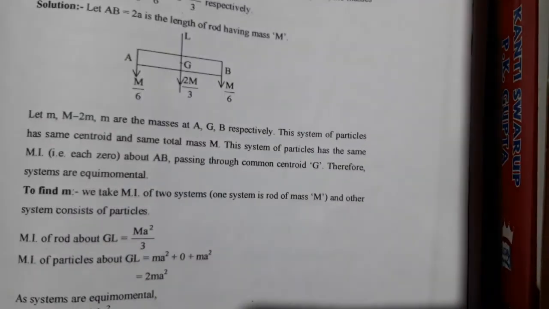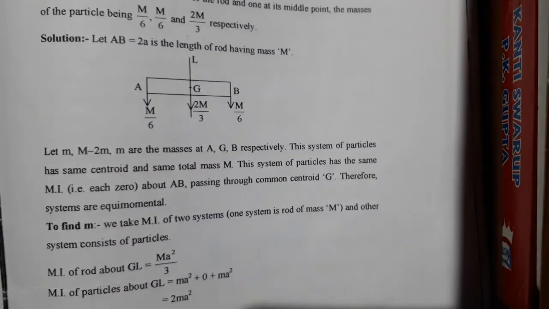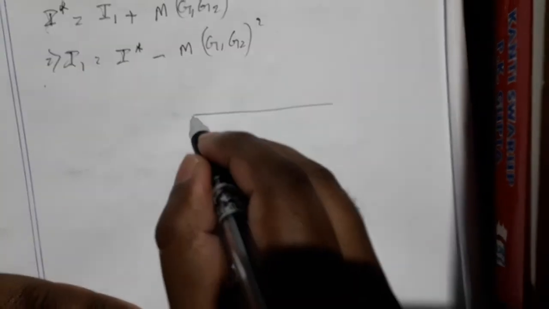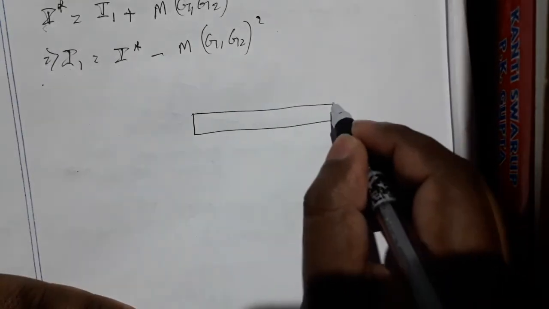So we are considering another body. We'll try to find what that body will be, which is equimomental to the rod. We are finding one body which has the same mass, same centroid, and same principal axis and principal moment of inertia about the centroid. So here I'll take one rod. This is a rod.